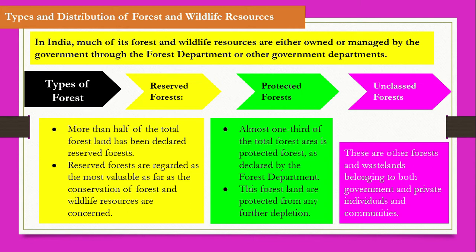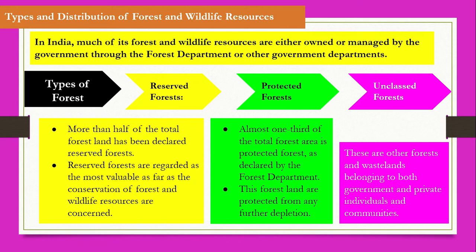Now coming to the protected forest, out of the total forest land area, half is reserved forest or more than half. Then the rest of the one third, that is nearly 30 to 33% of the remaining forest area, is categorized as protected forest as declared by the forest department. This forest land is protected from any further depletion. That comes under the category of protected forests.